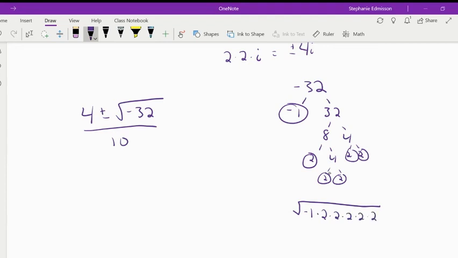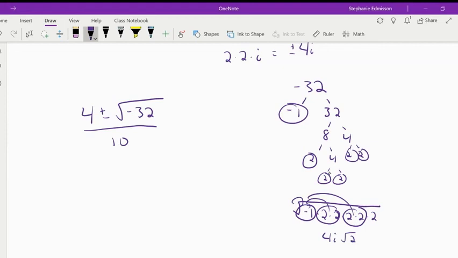Now I circle my pairs, 2, 2, and my -1. So that's going to go out, and so are those. This 2 is left over. It's going to stay in. When these come out, they're going to multiply, and the -1 is going to turn into an I. So it becomes 4I root 2.